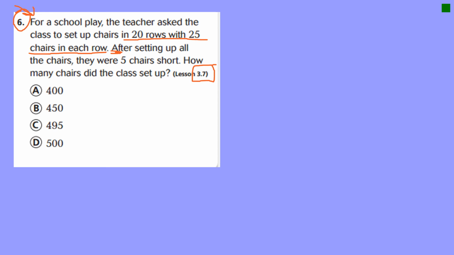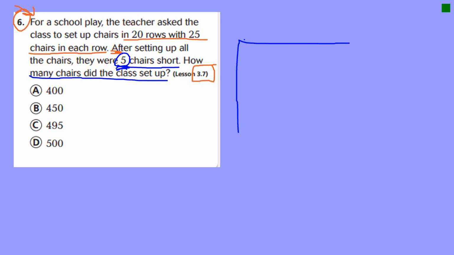Let's go back to here again. After setting up all the chairs, they were 5 chairs short. Do you know what that means, boys and girls? If you're short of something, that means you don't quite have enough. Sometimes that happens when you're paying for something and you have like 80 cents and the price is 82 cents. They say, sorry, you're 2 cents short. So they don't have enough chairs. They're 5 chairs short. So how many chairs did they end up setting up? How many chairs did the class set up?